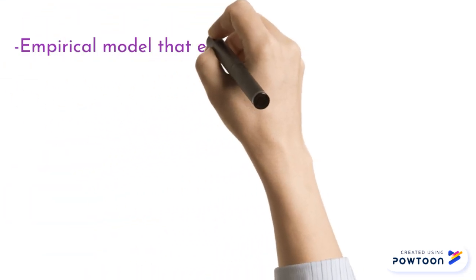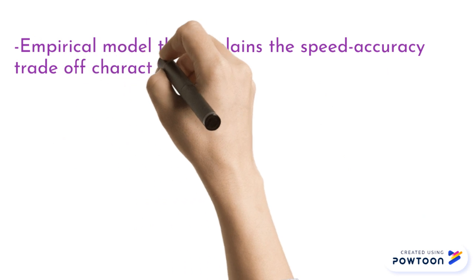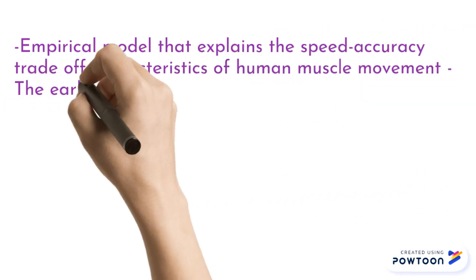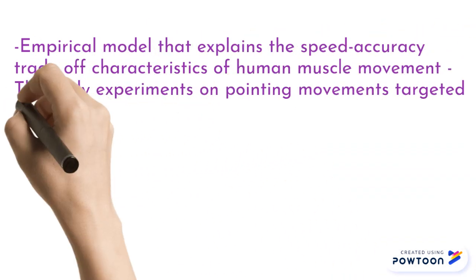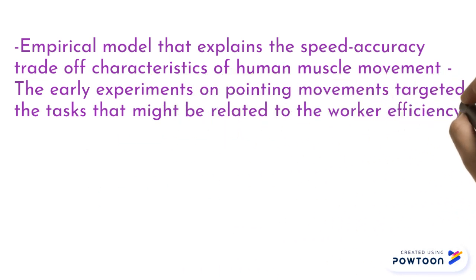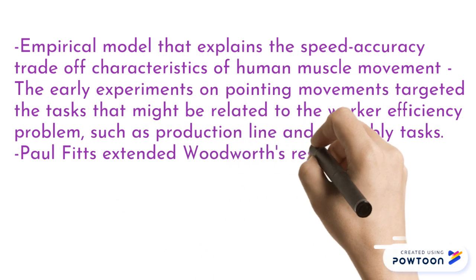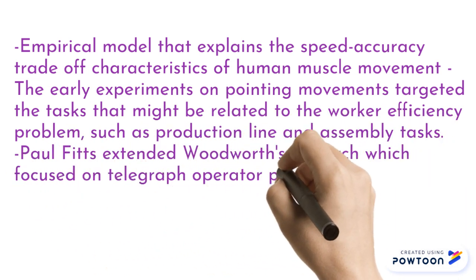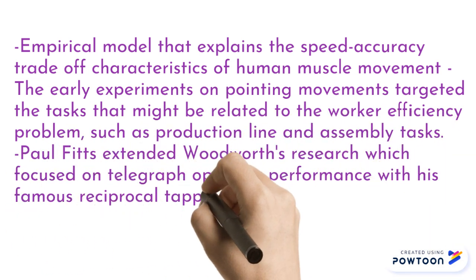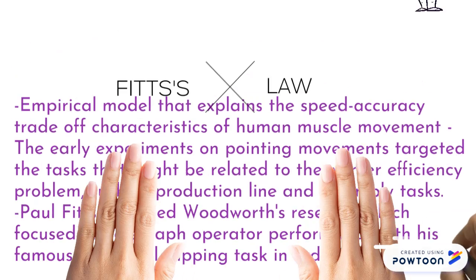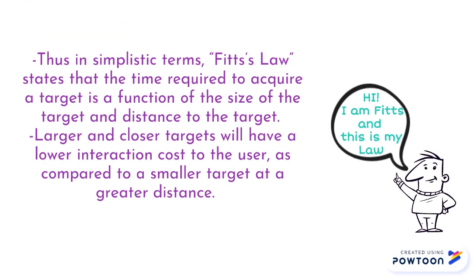Fitts Law is an empirical model that explains the speed-accuracy trade-off with characteristics of human muscle movement. The early experiments on pointing movements targeted tasks that might be related to worker efficiency problems such as production line assembly tasks. Paul Fitts extended Woodworth's research, which focused on telegraph operator performance, with its famous reciprocal tapping task in order to create Fitts Law. Thus, in simplistic terms, Fitts Law states that the time required to acquire a target is a function of the size of the target and distance to the target.